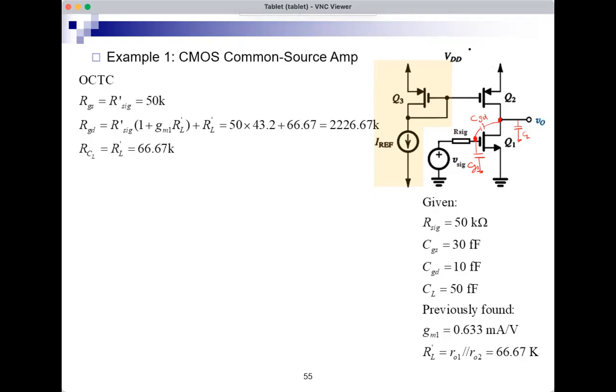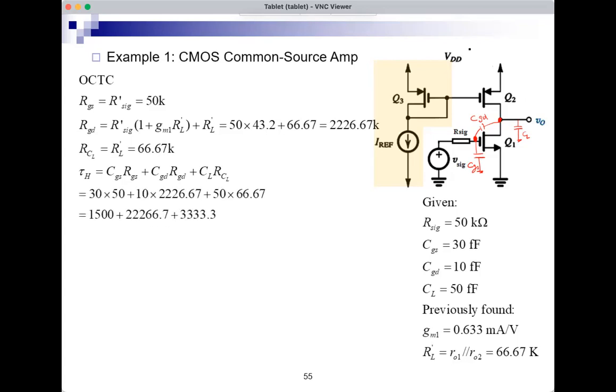RCL is the resistance seen by CL, and it sees R prime L, which is RO1 parallel RO2, and that's 66.67 K. And now we multiply the capacitor by the resistance seen by the capacitor, and then add all the time constants and take 1 over that. If I take 1 over tau, I get omega h. If I want FH, it will be 1 over 2 pi times tau. And OCTC estimates FH to be 5.87 megahertz.